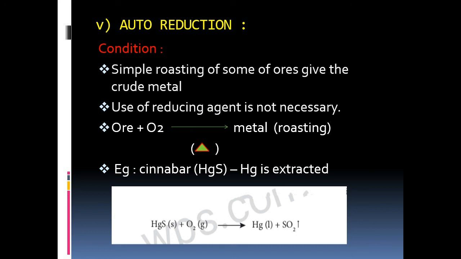So here we have taken the example cinnabar. Cinnabar's chemical formula is HgS. From this we can extract the metal mercury. This is the ore for mercury metal, HgS cinnabar. Look at the equation here. We have taken HgS in the solid form. We are simply roasting. Roasting means giving some oxygen in presence of heat. It's directly converted into its metal Hg with the removal of sulfur dioxide. So here, HgS plus O2, the Hg separates out, then sulfur reacts with oxygen and evolves as sulfur dioxide. It is a very simple process, auto reduction.